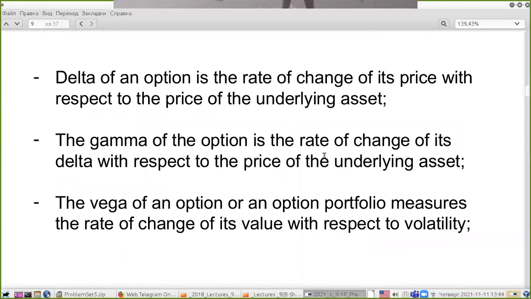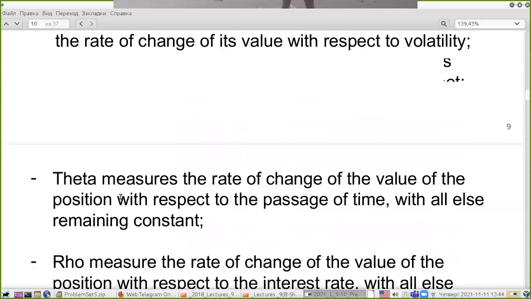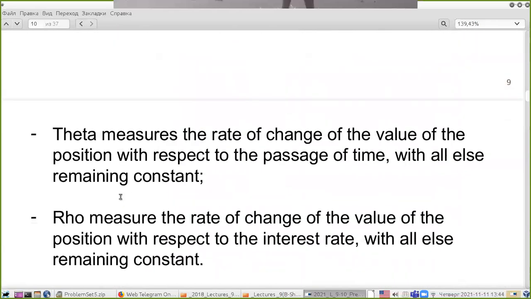Gamma is the rate of change of delta with respect to the price of the underlying asset. The vega measures the rate of change of value with respect to volatility. Vega with respect to volatility. Theta with respect to time, and rho with respect to interest rate.